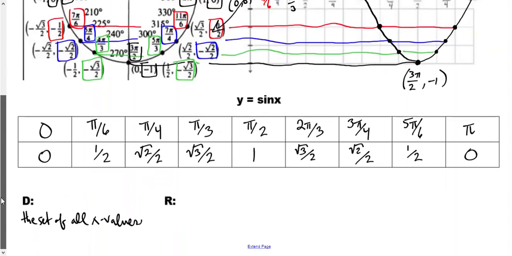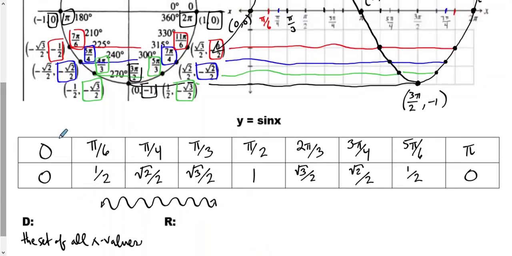So really, what this graph looks like is not just one up and down wave, but a continuous pattern of waves up and down, repeating infinitely. The more times you take a trip around the circle, the more times you see this repetition, which means that our domain is infinite. So it actually ranges from negative infinity to positive infinity, because you can find any x value that you want and put it into sine of x, and it'll work.